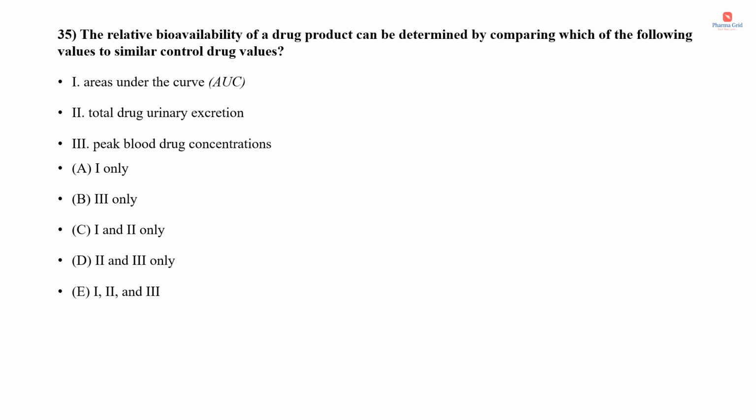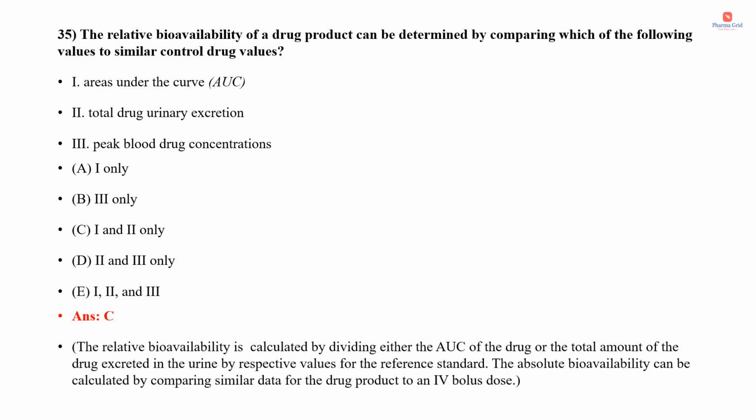The relative bioavailability of a drug product can be determined by comparing which of the following values to similar control drug values. The options are area under the curve, total drug urinary excretion, peak blood drug concentrations. So here the correct answer is option C, that is 1 and 2 only. 1 and 2 means area under the curve and total drug urinary excretion. The relative bioavailability is calculated by dividing either the AUC of the drug or the total amount of the drug excreted in the urine by respective values for the reference standard. The absolute bioavailability can be calculated by comparing similar data for the drug product to an IV bolus dose.